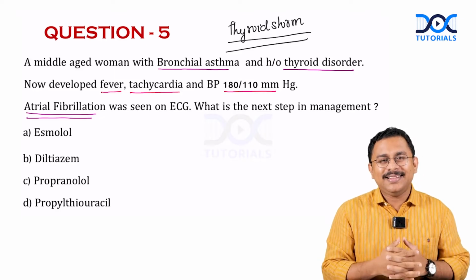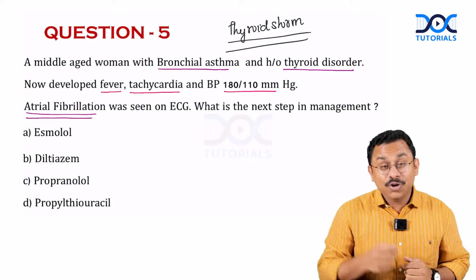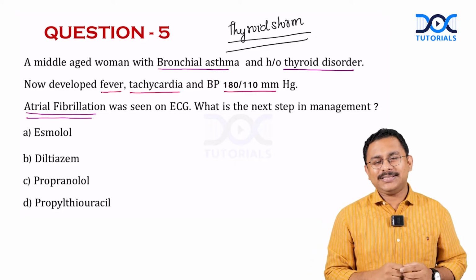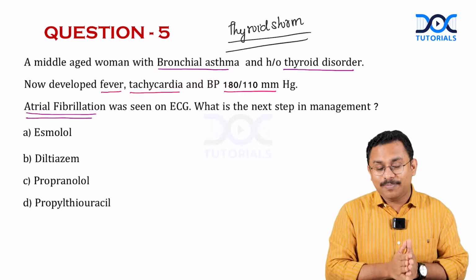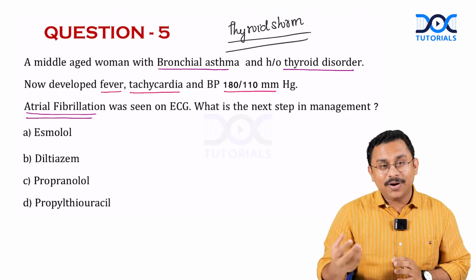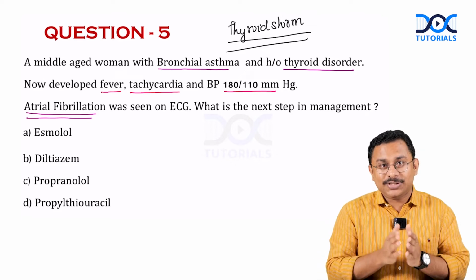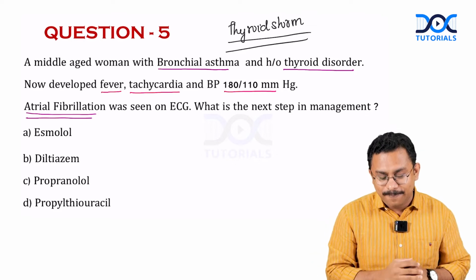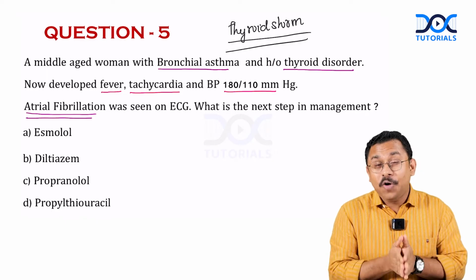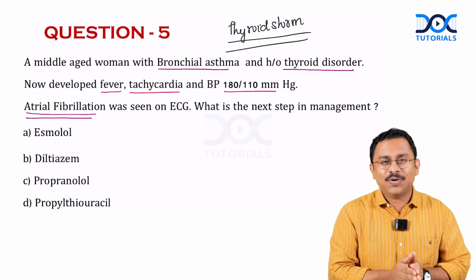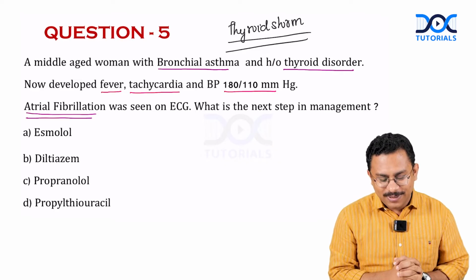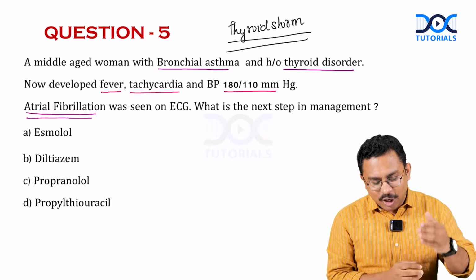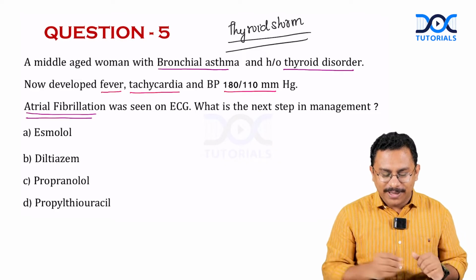It is a condition that can even kill the patient, and you want to manage the atrial fibrillation here. I'm not saying that managing the thyroid levels is not important. Yes, you've got to control that as well, but a top priority here will be the control of atrial fibrillation. Okay, so the options: esmolol, diltiazem, propranolol.